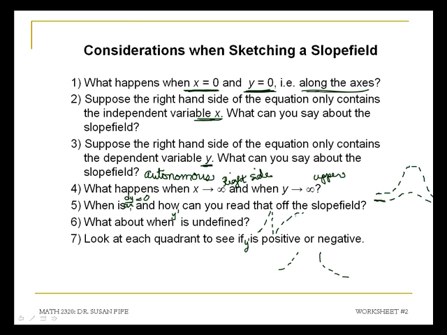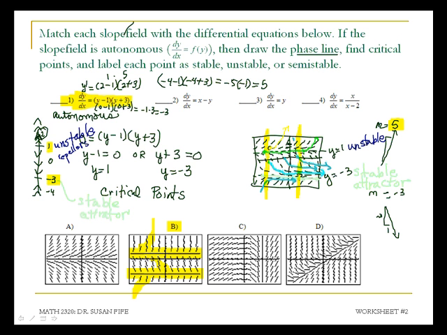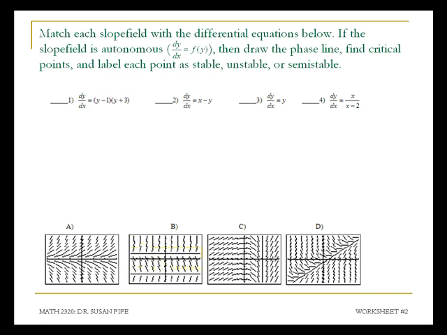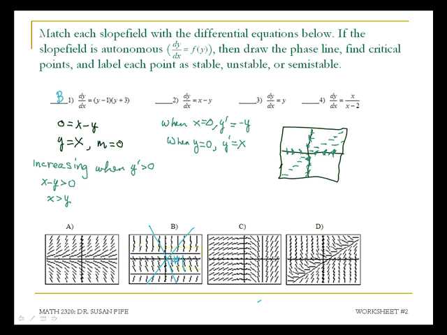This isn't true. This one's not true. 2 and 3 are not true. 4, what happens when x goes to infinity or when y goes to infinity? So what's happening on the right side of the graph and what's happening on the upper side of the graph?